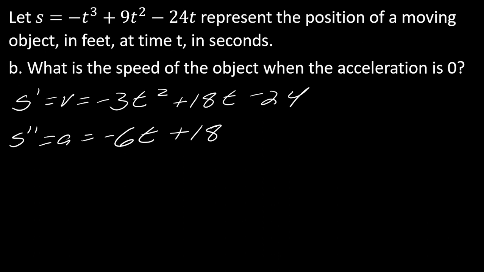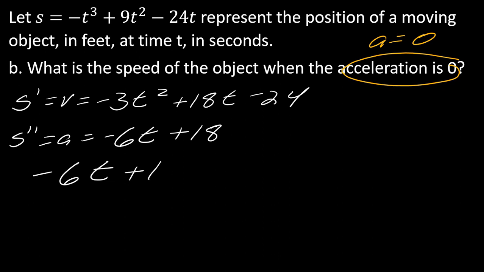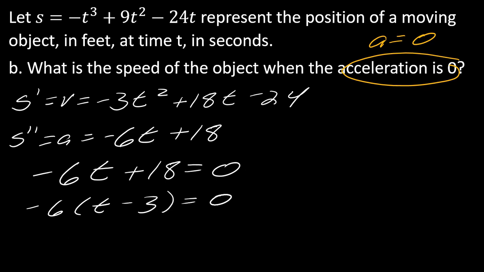So this means that I have to set my acceleration equation equal to 0. So not plug in 0, set it equal to 0. That's what it means. So acceleration is 0, a equals 0. Okay, so now I'll take negative 6t plus 18, set that equal to 0, which I can factor out the negative 6 if I so desire, so I'll get that my t will be 3 seconds.